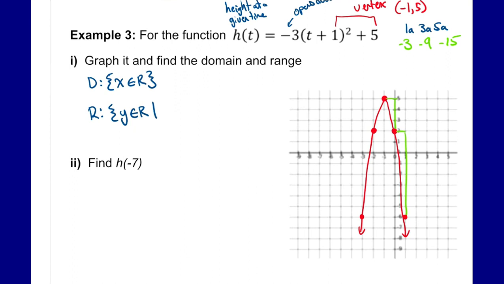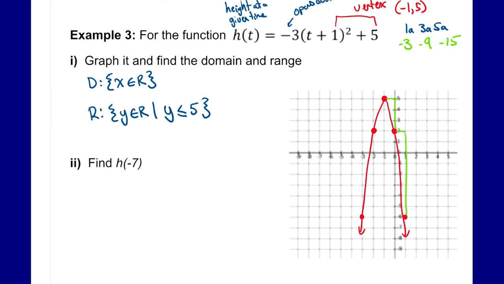For y, there is a restriction though, right? And that restriction is that it cannot be higher than 5. So that means that y has to be less than or equal to 5. Right? It can be anything else. It can be anything below 5, and the arrows indicate that. And we see that as well in the graph. Right? So the range is y is any real number given that it is less than or equal to 5.